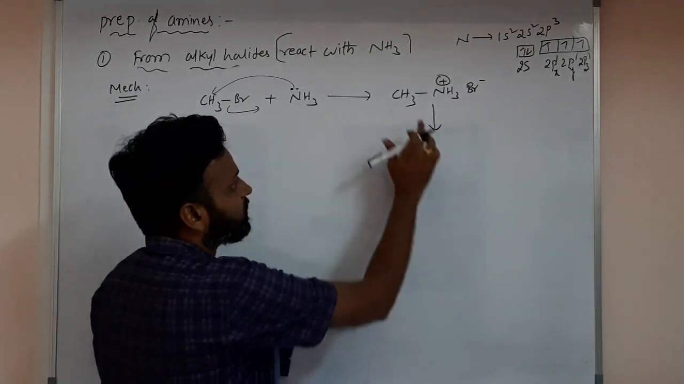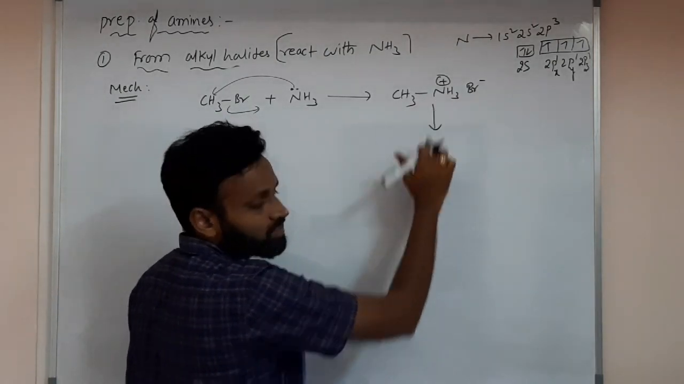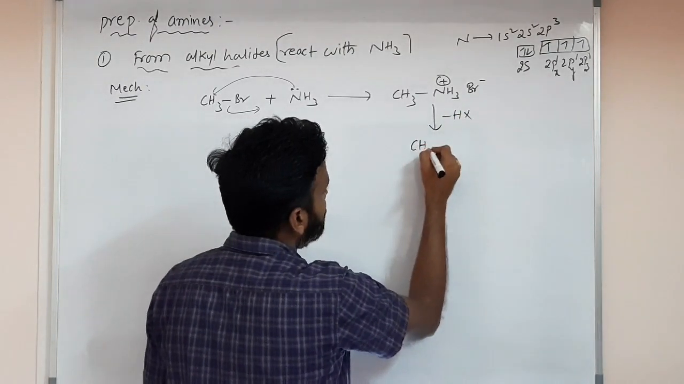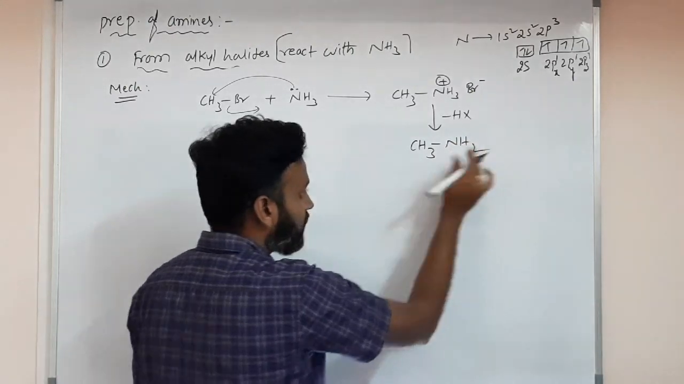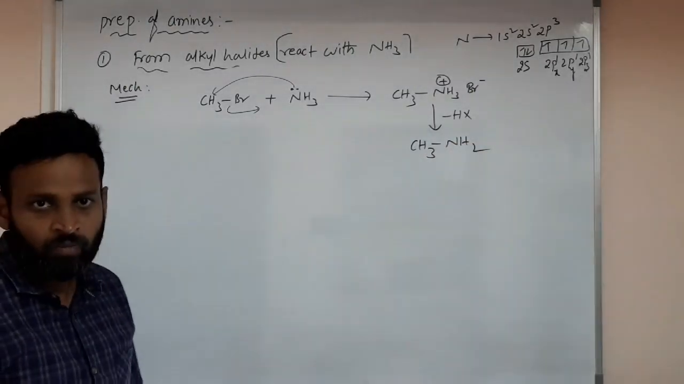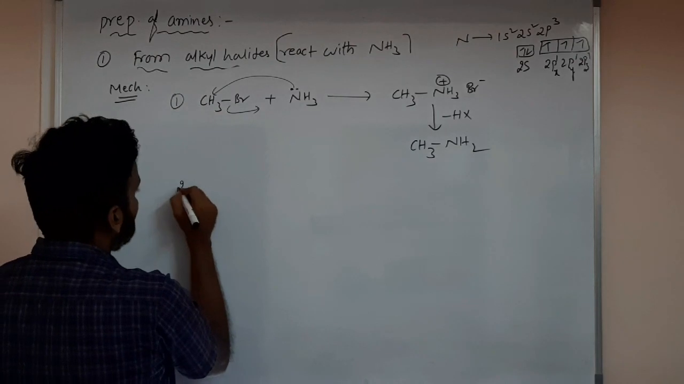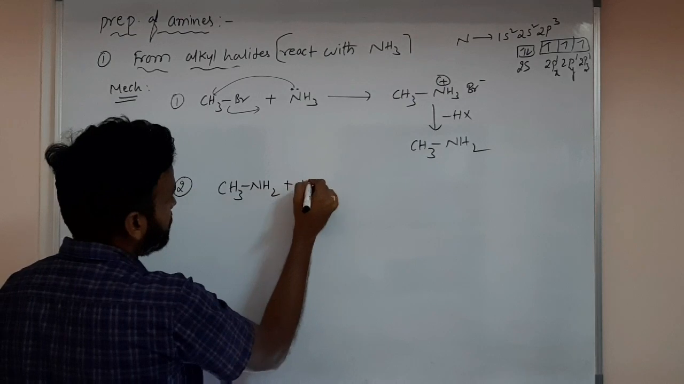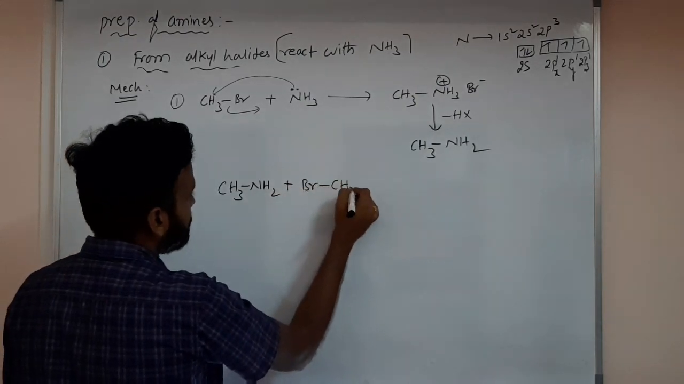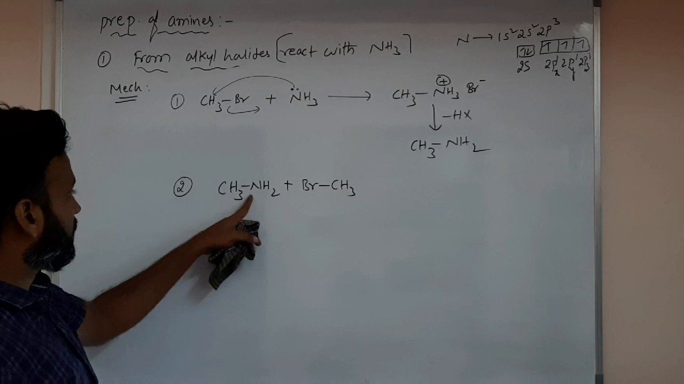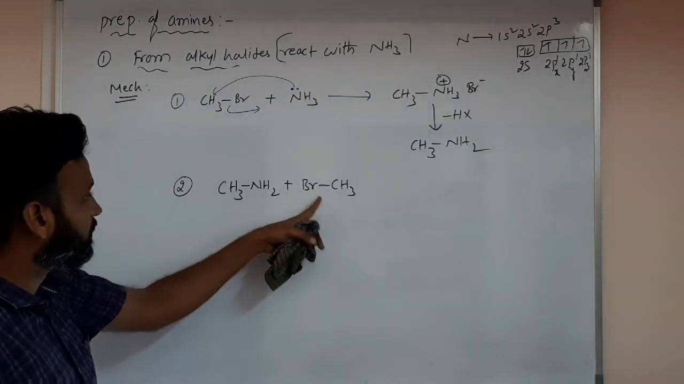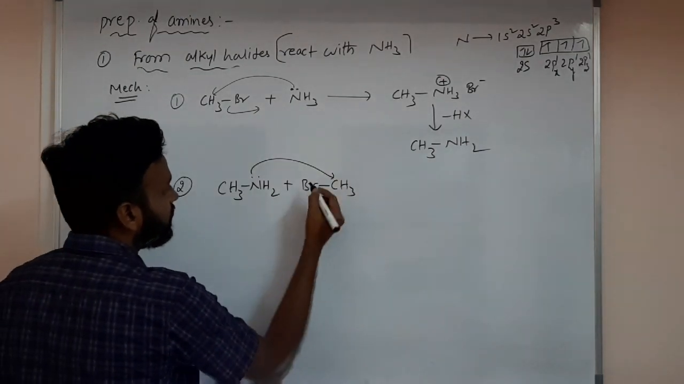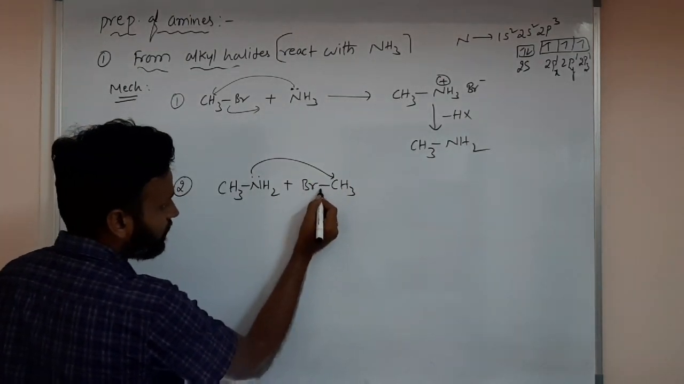How do we get the 4th bond? With carbon 1 bond and with 3 hydrogens 3 bonds, a total of 4 bonds. So HX is removed and you get CH3NH2. This is the first step. In the second step, CH3NH2 reacts again with another BrCH3. Same story: the lone pair is taken by this methyl and Br comes out.